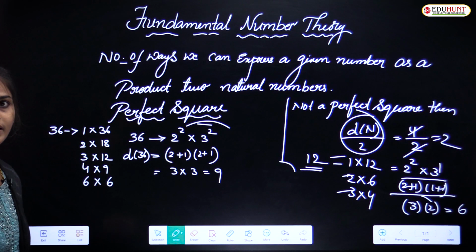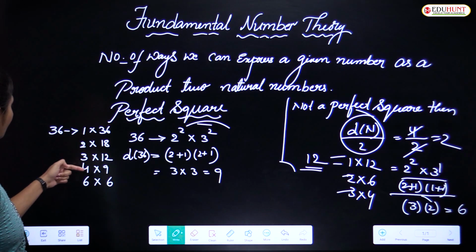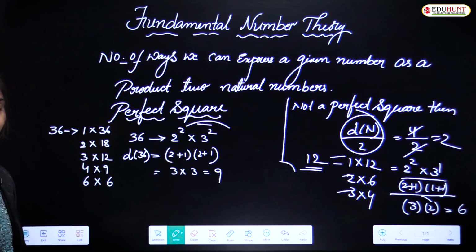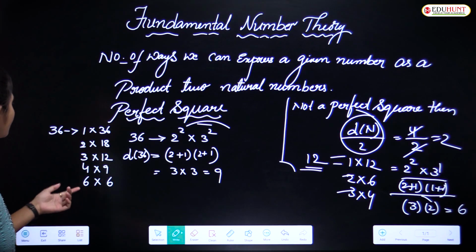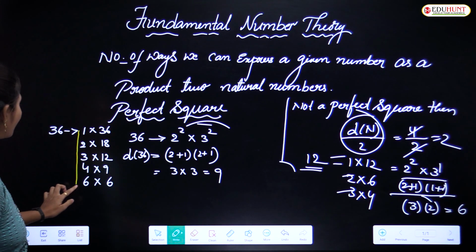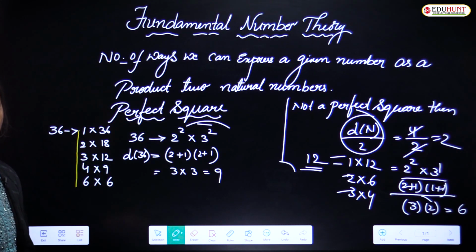Is there any other way here? 1, 2, 3, 4, 5. 4 into 9, 6 into 6. Is there any other way? That's it, no. So how many ways did we get here? 1, 2, 3, 4, 5. 5 ways we got here.